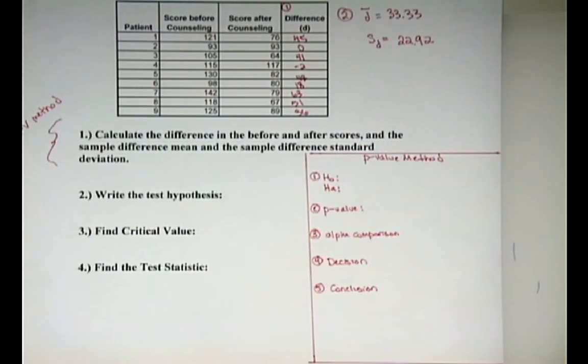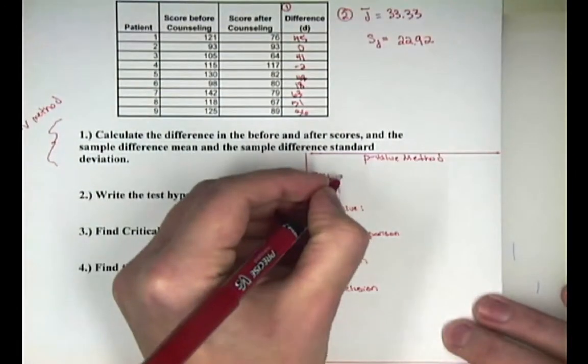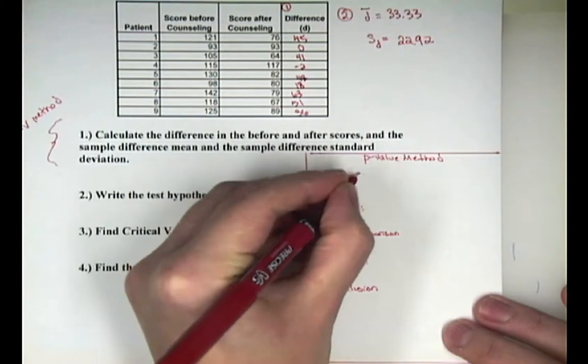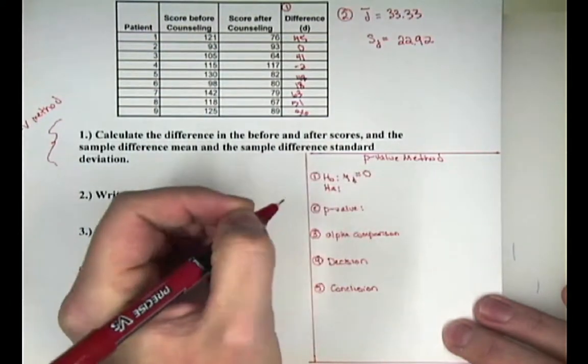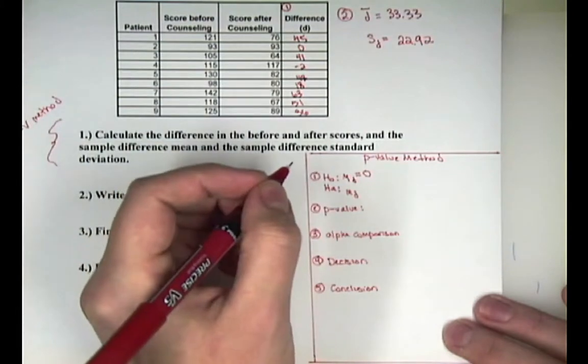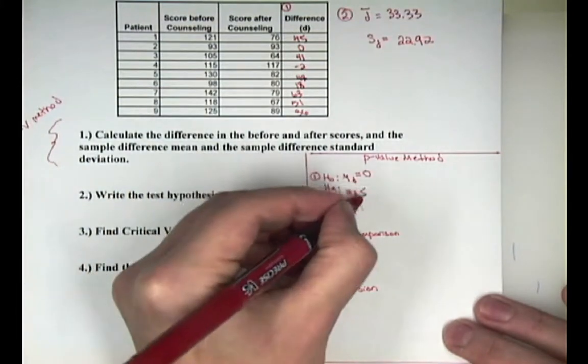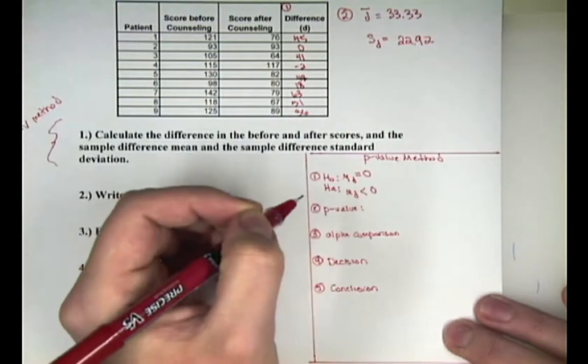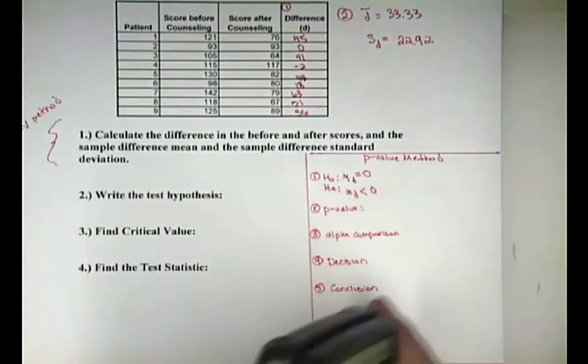And the hypothesis is always set up the same. Mu sub d equals 0 versus the alternative, mu sub d. Now they wanted to know if it reduces anxiety, so we need a less than 0 symbol. Our p-value, we're going to come into our calculator.